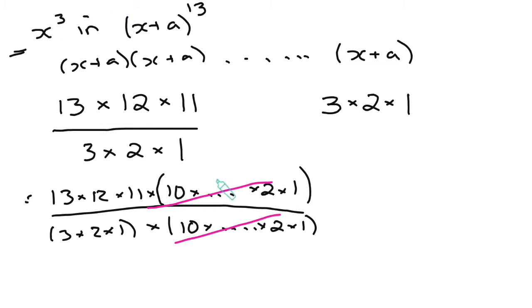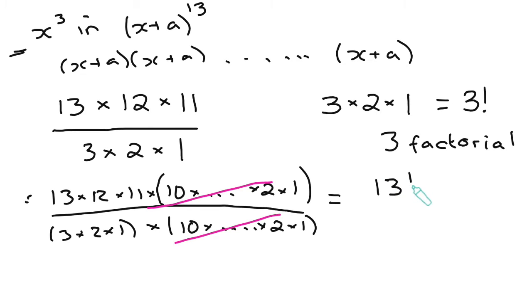So the reason I've written it like this is I'm sure this will be familiar to you. Are you familiar with this notation that we can write this as 3 and an exclamation mark, which we pronounce 3 factorial? And that's just a shorthand way of writing 3 times 2 times 1. So if we look at this top line, we can write this as 13 factorial, because we've gone all the way down from 13 to 1, over 3 factorial, and then 10 factorial.